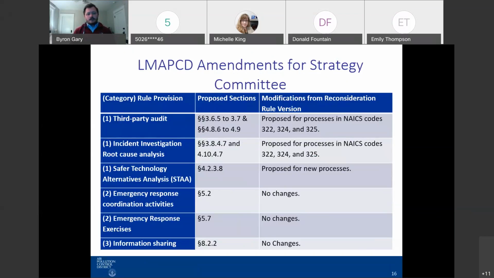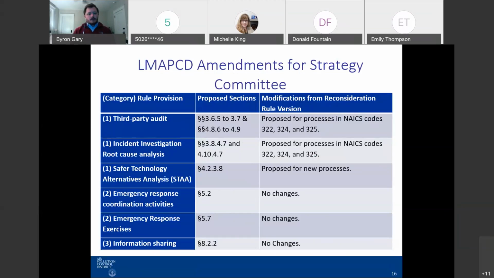As to the safer technology alternatives analysis, the draft amendments would require the STAA for the same NAICS codes as in the RMP amendments rule and for just program level three, but only for new processes. So it wouldn't be for every facility, for all of their existing processes, only for new processes.